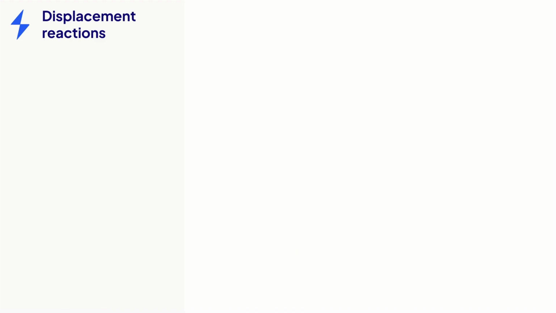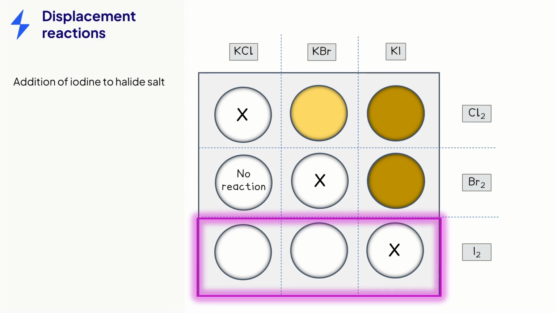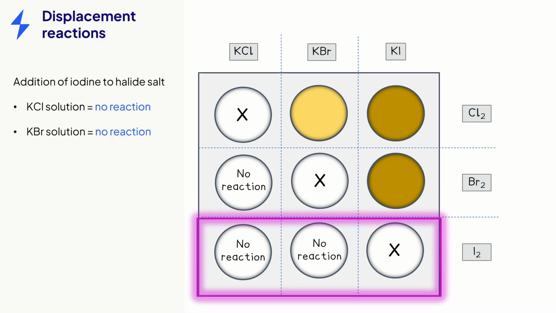Finally, if iodine is separately reacted with potassium chloride and potassium bromide, no reactions will occur. This is because iodine is not reactive enough to displace chlorine or bromine from the aqueous metal salt solution.